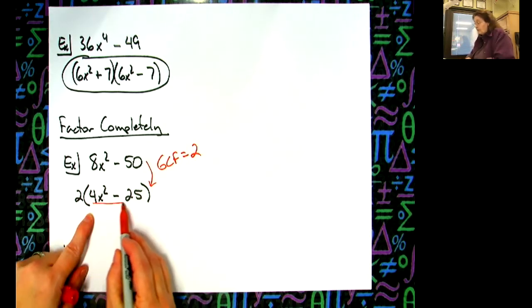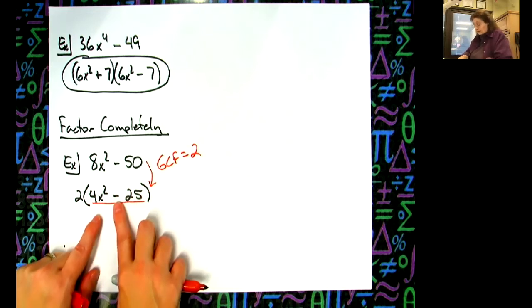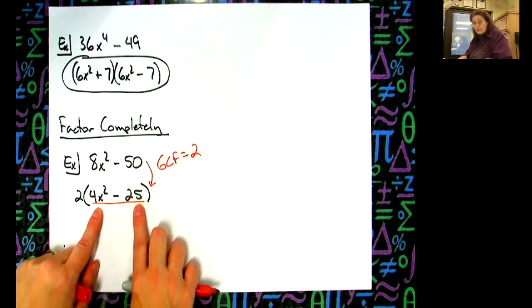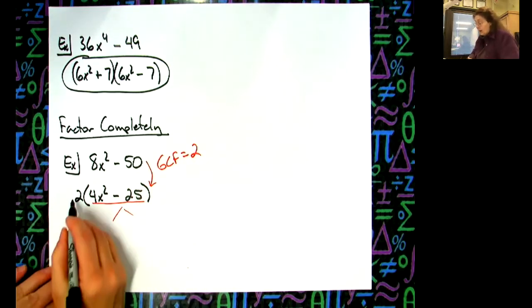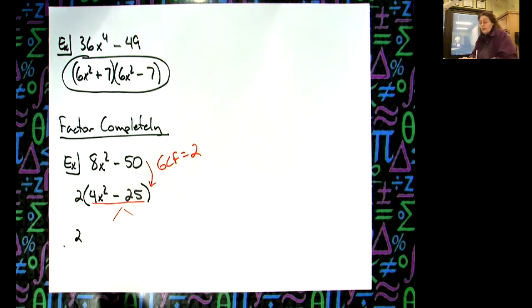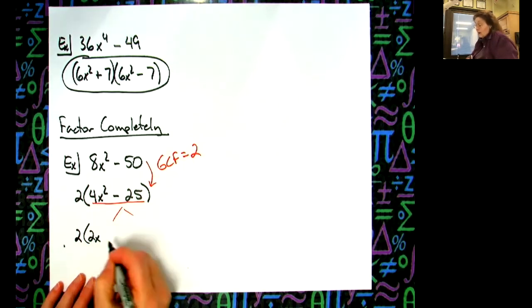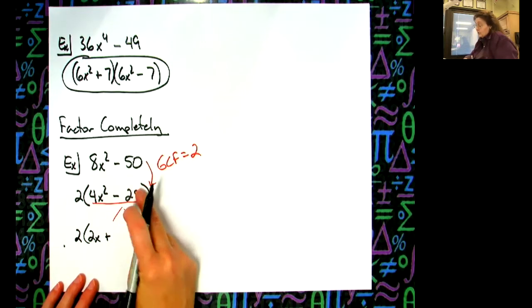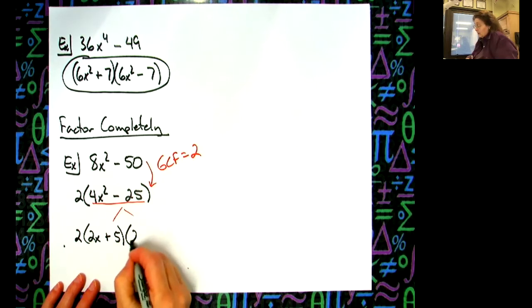I look at this inside part, 2 terms, it's a minus sign. 4x squared is a perfect square. 25 is a perfect square. So now I can do the difference of 2 squares right here. I keep my 2. I take the square root of the first one, which is 2x. I write it with a plus sign of whatever the square root of the second one is, which is a 5. And then once I have that, I write it again with a minus.